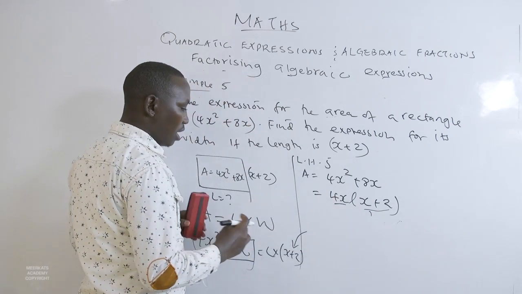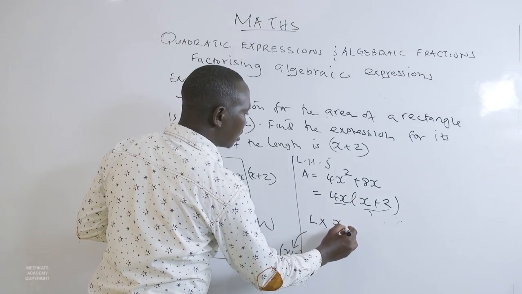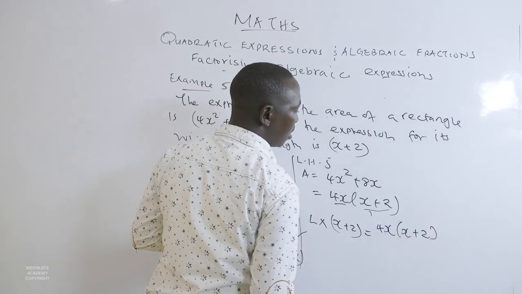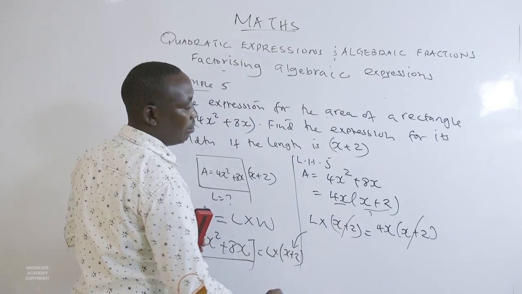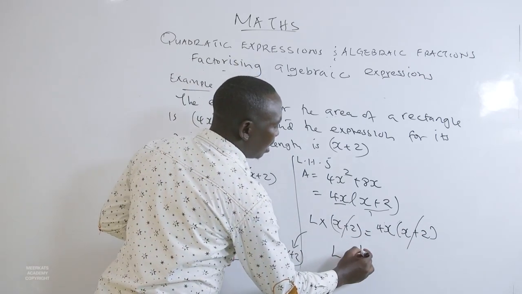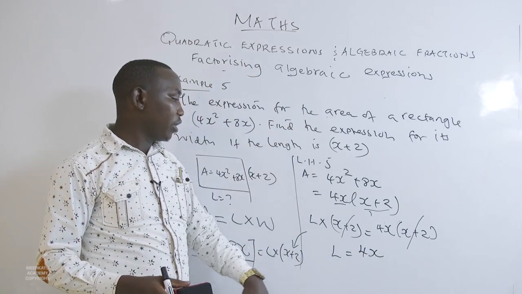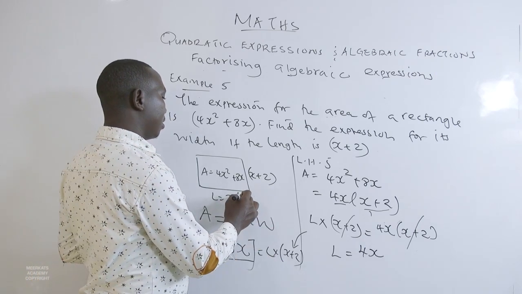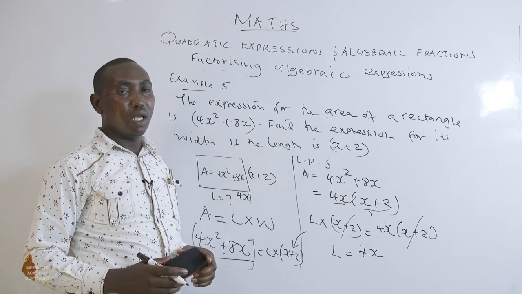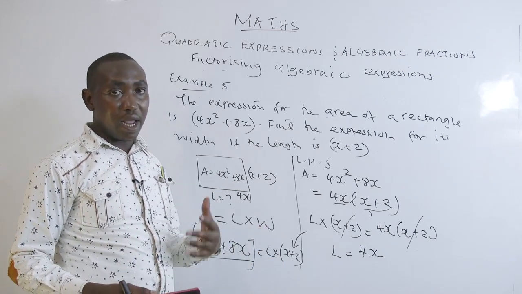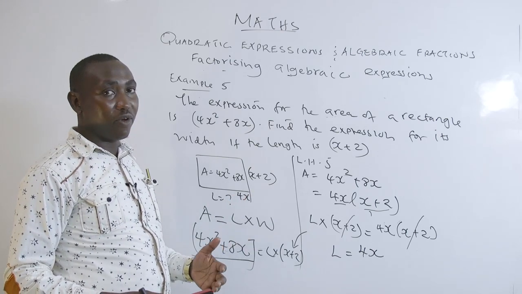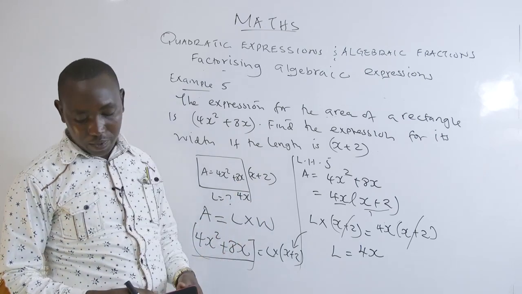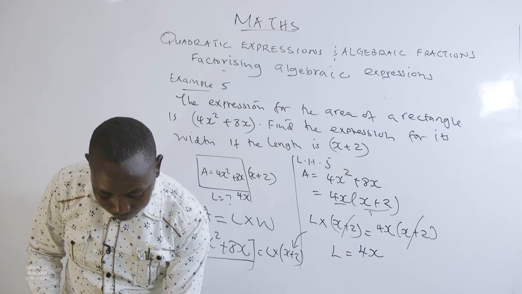So we can now comfortably say that length times x plus 2 is equal to 4x into x plus 2, because this and this will be eliminated, so that will leave us with length being equal to 4x. So we can now comfortably confirm that the length is 4x units. So the trick is first write that expression in a much simplified form, then try to see how it correlates with the original value or area that was given.